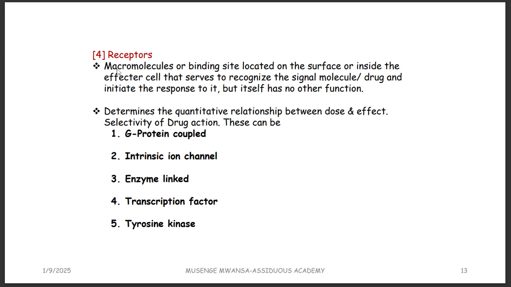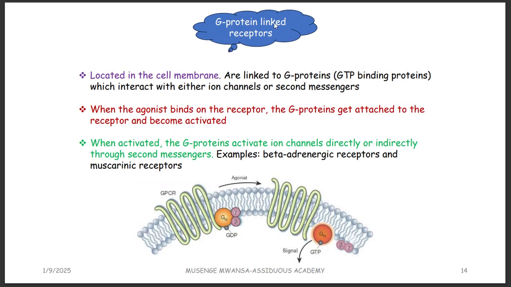Now, some other receptors can be G-coupled proteins, intrinsic ion channels, enzyme linked, or tyrosine kinase. For example, the G protein linked receptors are located in the cell membrane. And the G proteins, we discussed them also in physiology, so it shouldn't be too much. An example of a G protein coupled receptor is the beta adrenergic receptors.